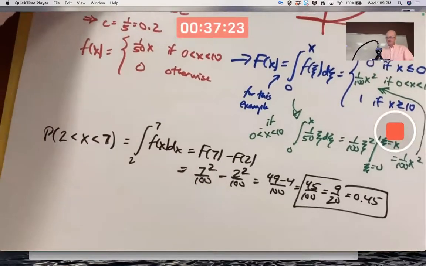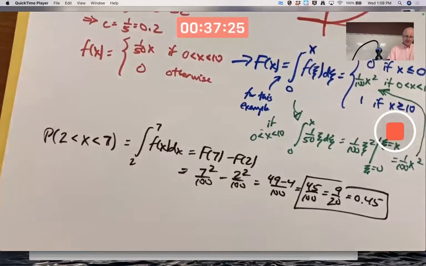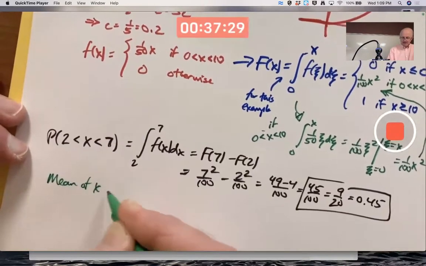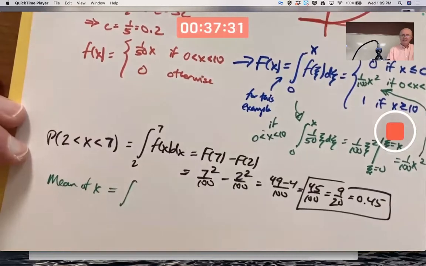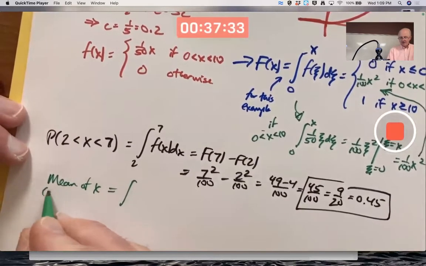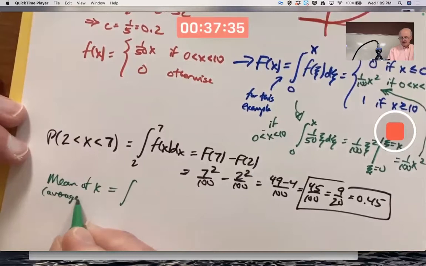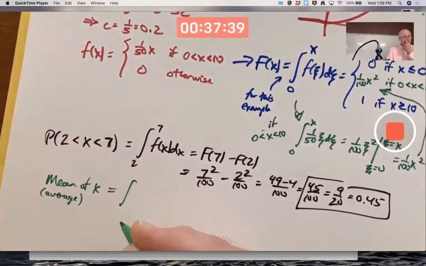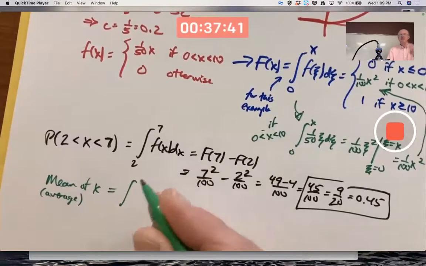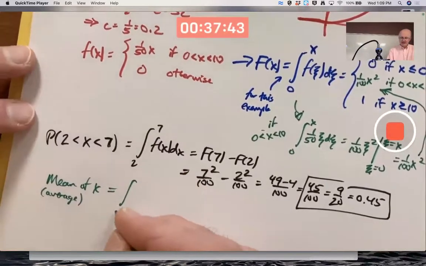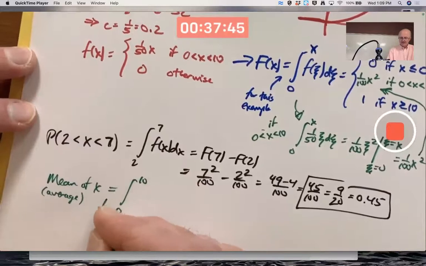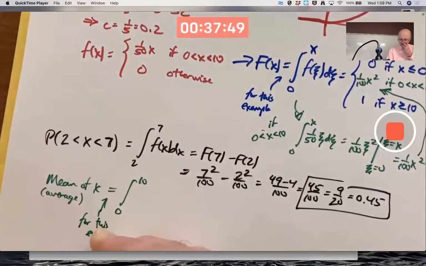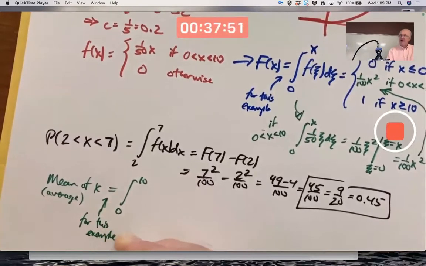Let's compute it now. Mean of x. Mean is just a synonym for average. Integrate over the entire domain, not 2 to 7. In general, minus infinity to infinity. For this example, that'll be 0 to 10. For this example, you have to think about where your PDF is positive.